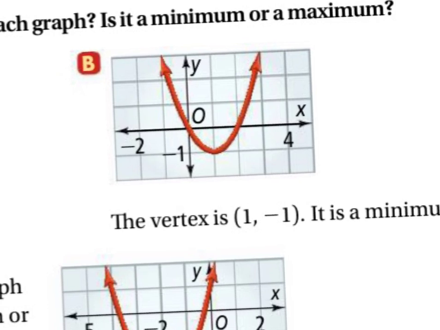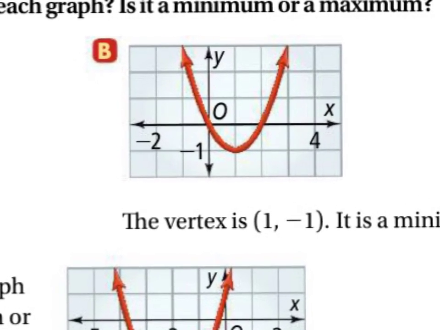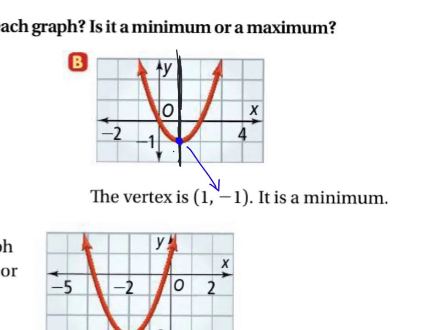On part B, same idea. This time it doesn't look like it's quite lining up on the y-axis though, but looks like it's actually over here. So this would be our line of symmetry or axis of symmetry. And so then this would be our vertex. So this time that vertex is at the point 1, negative 1. And it's the lowest point on the graph, so it's a minimum.